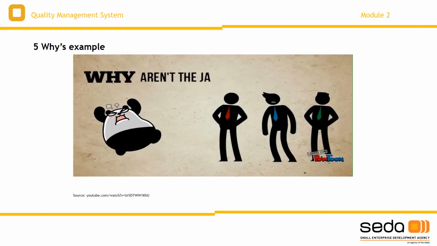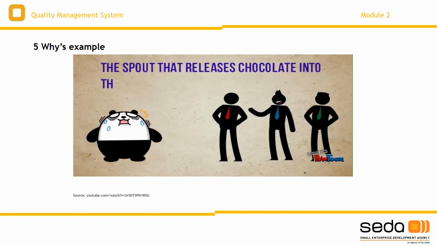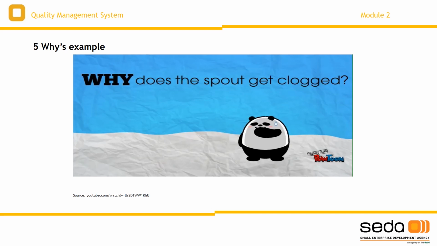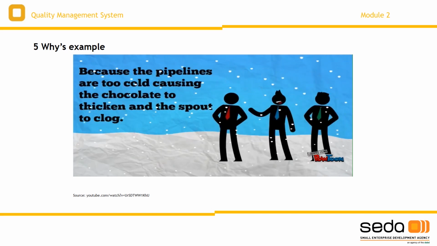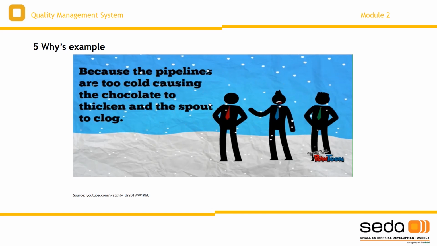You go to the line workers and ask, why aren't the jars filled to 13 ounces? And they respond by saying that the spout which releases chocolate into the jars becomes clogged often. Why does the spout get clogged? Because the pipelines are too cold, causing the chocolate to thicken and the spout to clog.